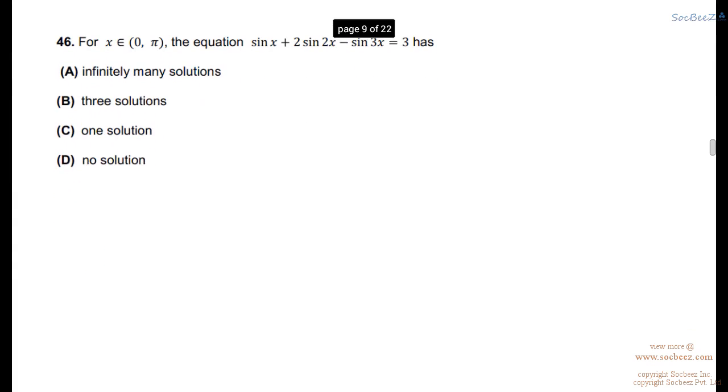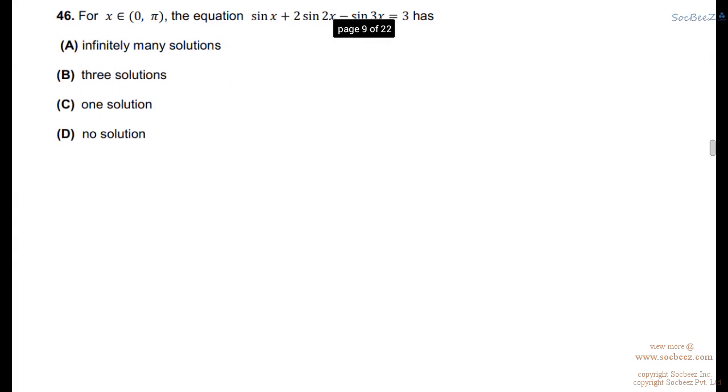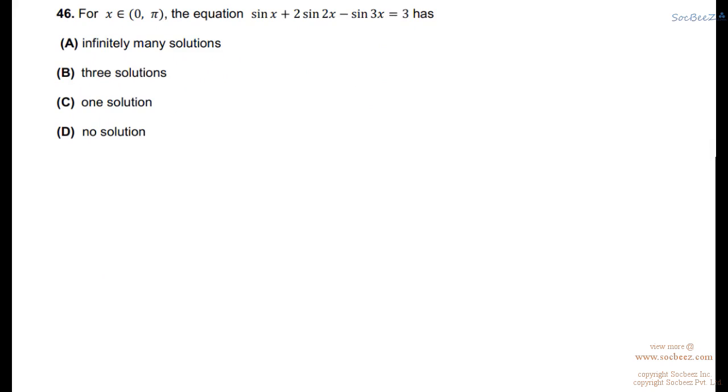Now let's see another question. The question says, for x belonging to 0 to pi, the equation sin x plus 2 sin 2x minus sin 3x equals 3 has: infinitely many solutions, 3 solutions, 1 solution, or no solution. So we are given the expression sin x plus 2 sin 2x minus sin 3x equals 3.